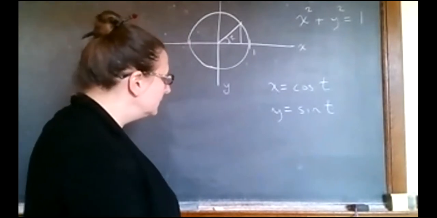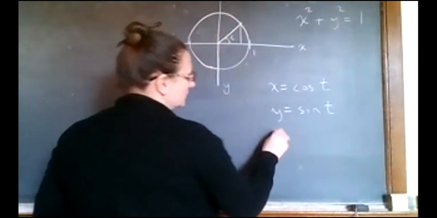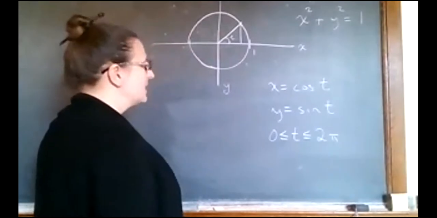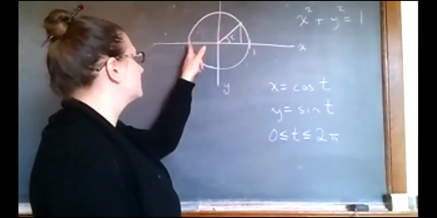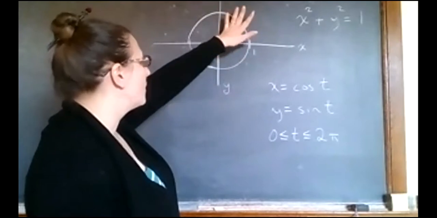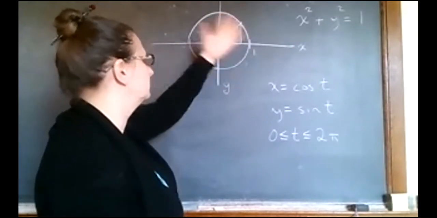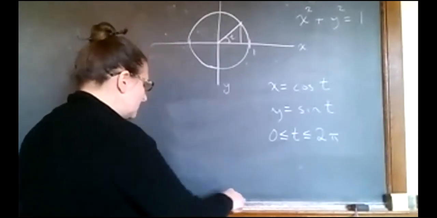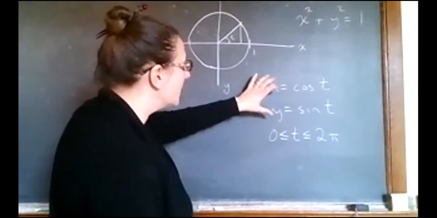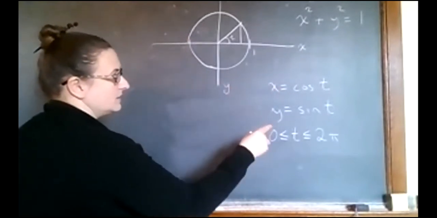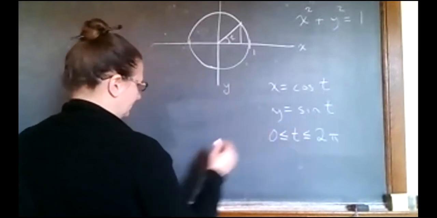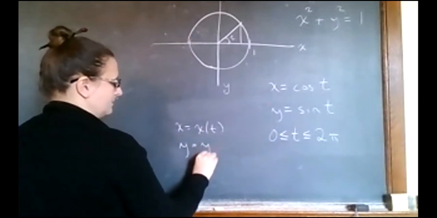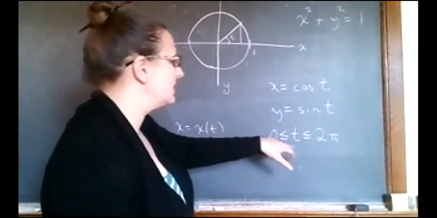That's the idea. To go all the way around the circle, I need to take my t from 0 to 2 pi. If I take my t from 0 to pi, I'll get the top half. If I only want one quadrant, I'll take that particular quadrant. But what we're doing here, most importantly, this is a parametric equation because both x and y are given as functions of the parameter t. Okay, so I've got x being x of t, y being y of t.